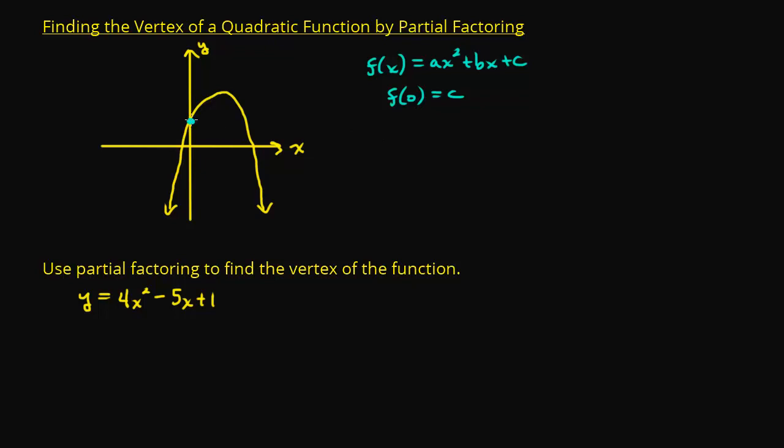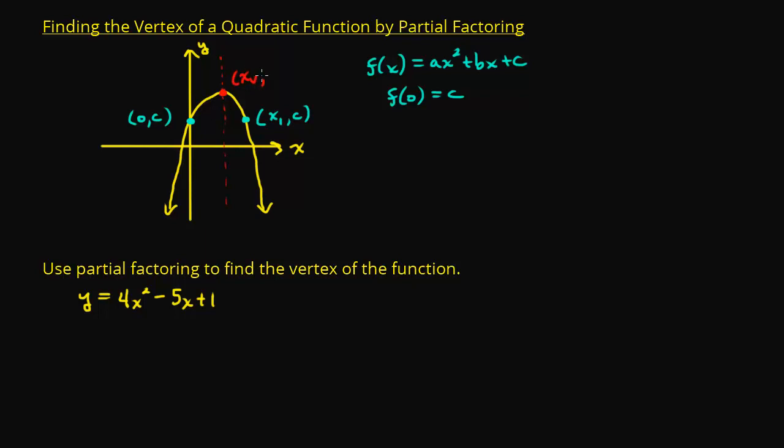That gives us this point right here. That point is (0, c). Now, if this point is not the vertex, there's another corresponding point on this parabola that has the x value x1, and it has the y value c. It has the same y value. So if we know the x values of these 2 points, we can simply add up the x values and divide by 2, and that would give us the x value of the vertex. That would be this coordinate right here.